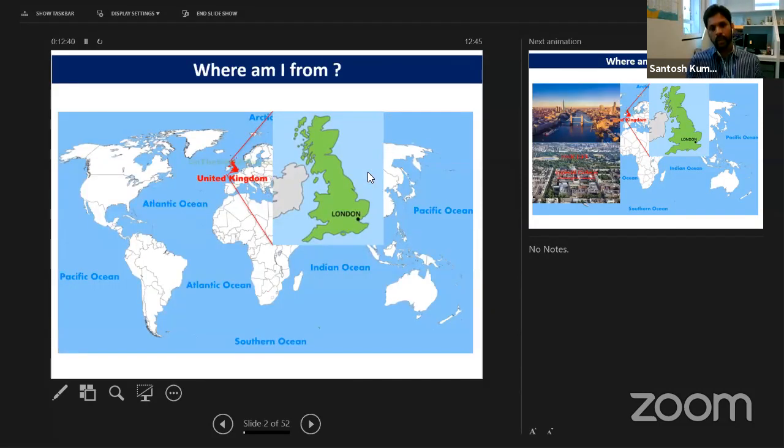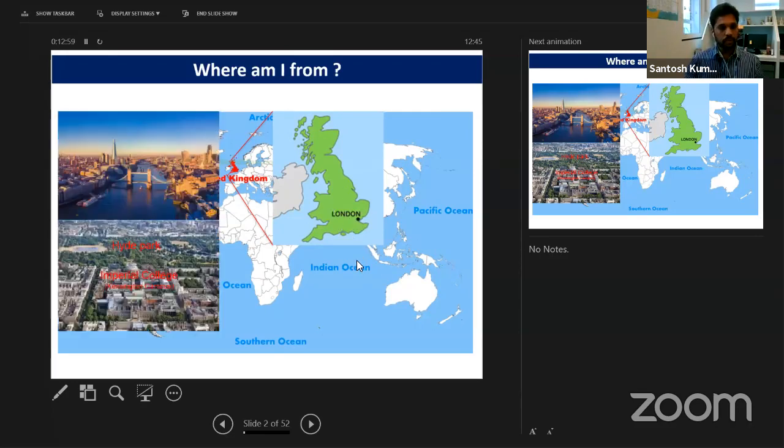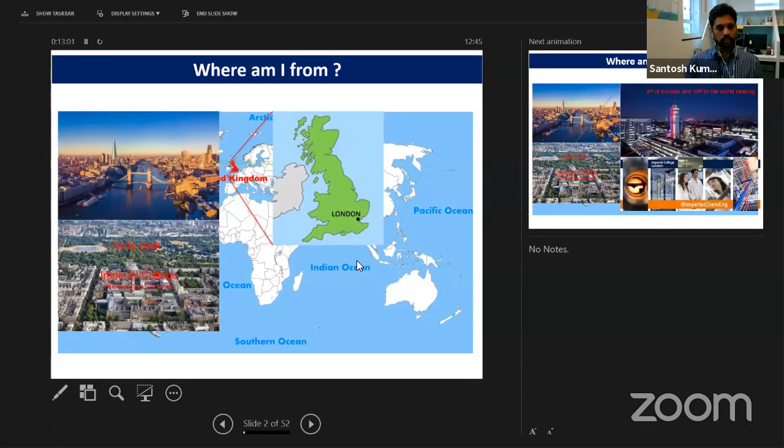Before jumping into the work, let me introduce where I am from. I'm basically from India, but professionally, this is where the UK is located. If you see, London is down in the corner, and the Imperial campus is in the center of the city. It's one of the very attractive tourist places, just next to Hyde Park.